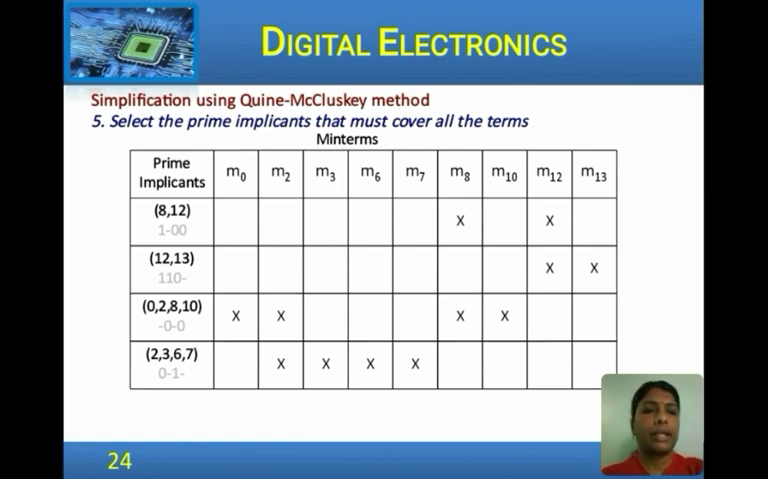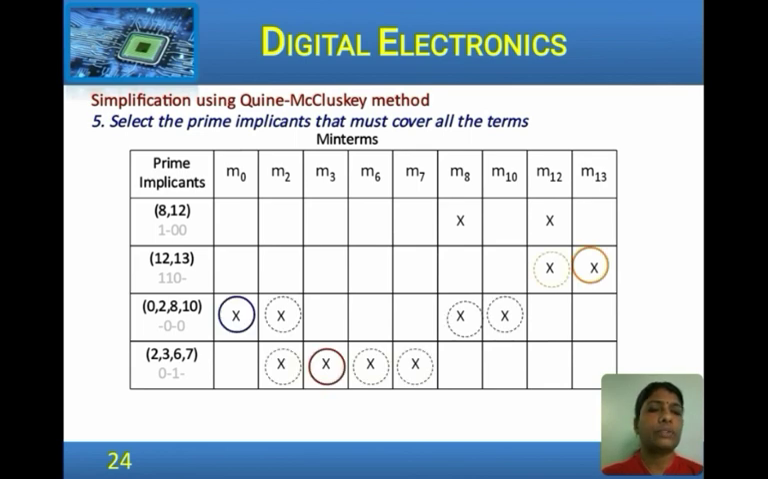So now draw a table, represent all the minterms that are given in the problem, list all the prime implicants that we have selected. Now look at this prime implicant a comma 2, that is represent 1 dash 0 0. This will cover the implicant 8 and 12, so put a cross mark. Similarly, the second prime implicant will cover 12, 13, put a cross mark, so on, and form this table.